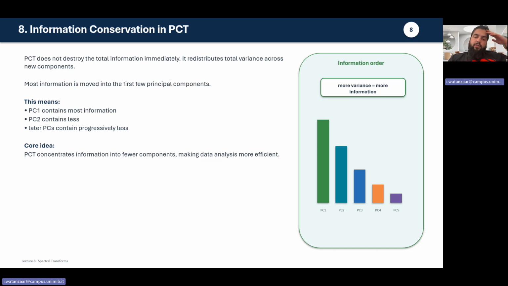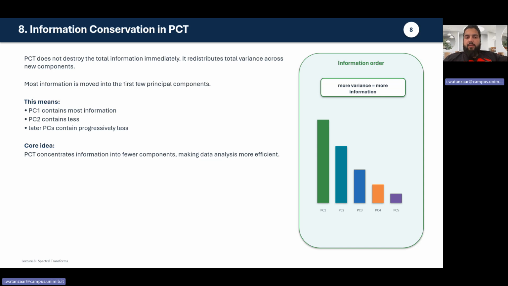So let's suppose in 2 or 3 bands, we can have a minor difference of data. So they are redistributing the total variance of the data across the new components. Or let's suppose the 2 bands are becoming a single component. So they are trying to distribute the total variance across the components. Most information is moving to the first few principal components. As we said, the later or the higher components have less information or maybe noise.